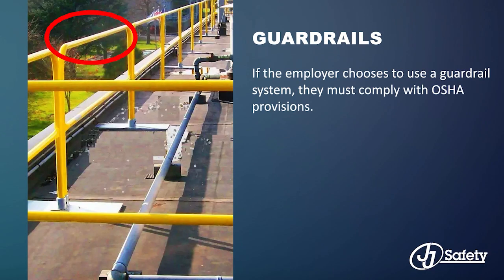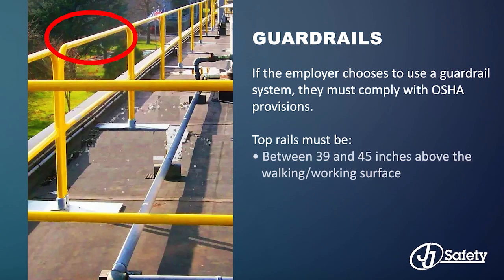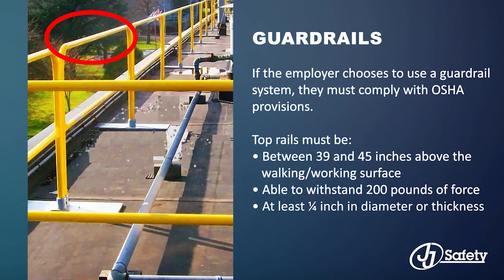If the employer chooses to use a guardrail system, they must comply with the OSHA provisions. Top rails must be between 39 and 45 inches above the walking working surface, able to withstand 200 pounds of force, and at least a 1/4 inch in diameter or thickness.